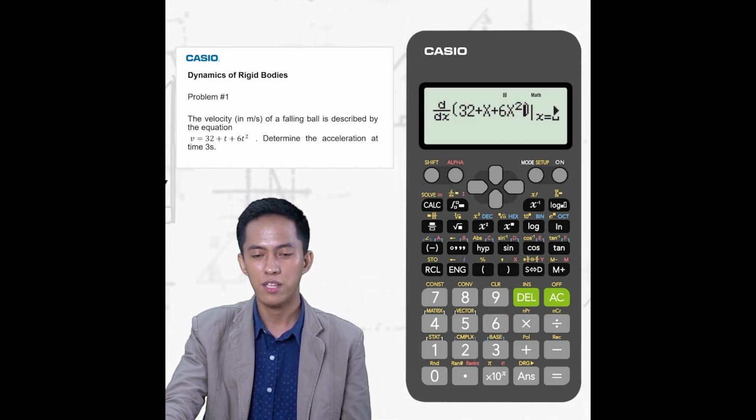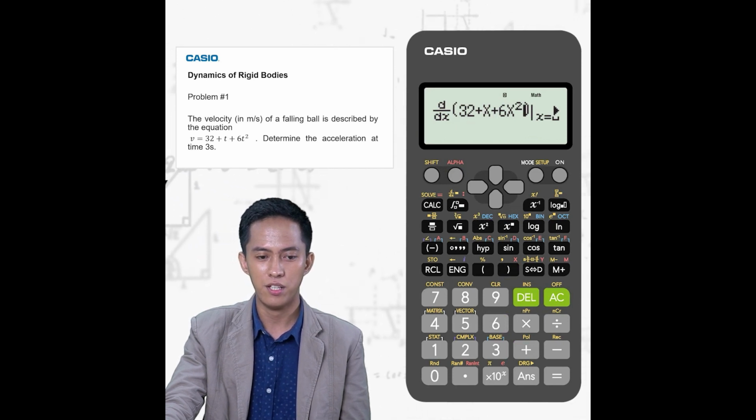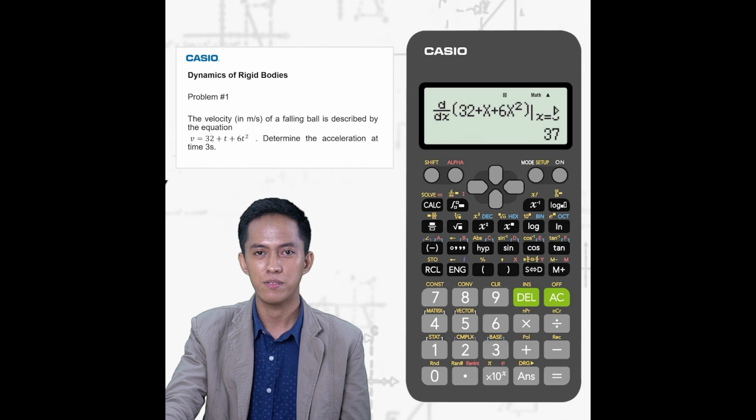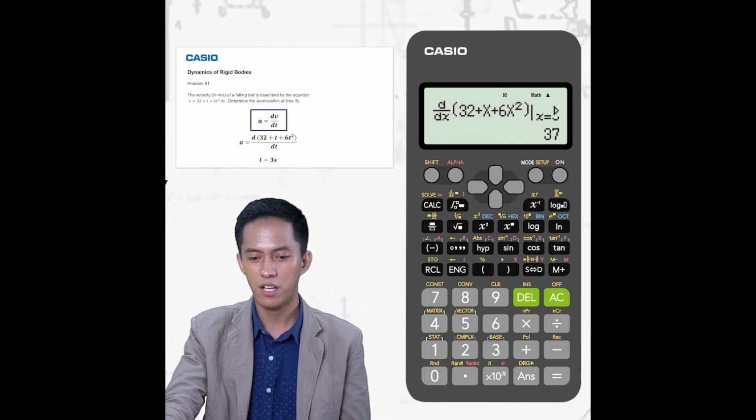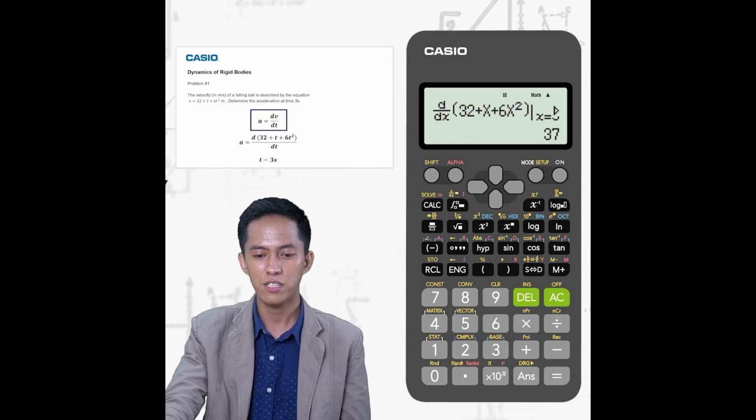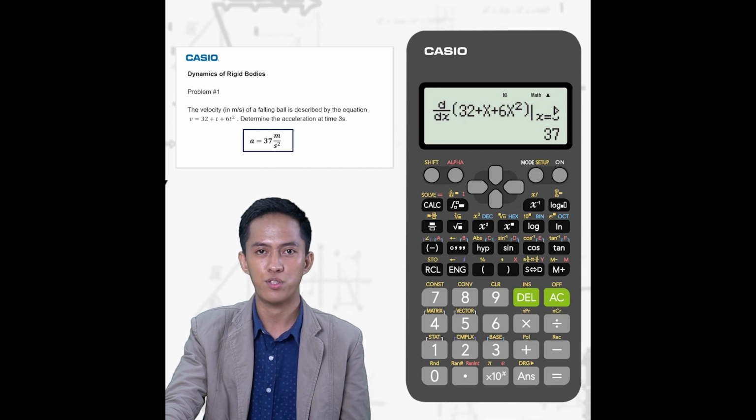Then we are going to get the acceleration at time 3 seconds. So let x be 3. Then just press equals. So we have the instantaneous acceleration at time 3 seconds, which is 37 meters per second squared. So let's proceed to problem number 2.